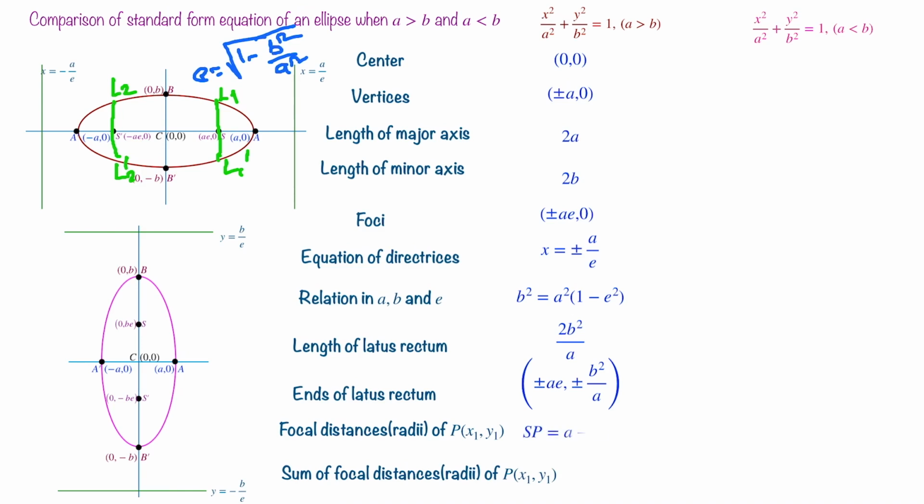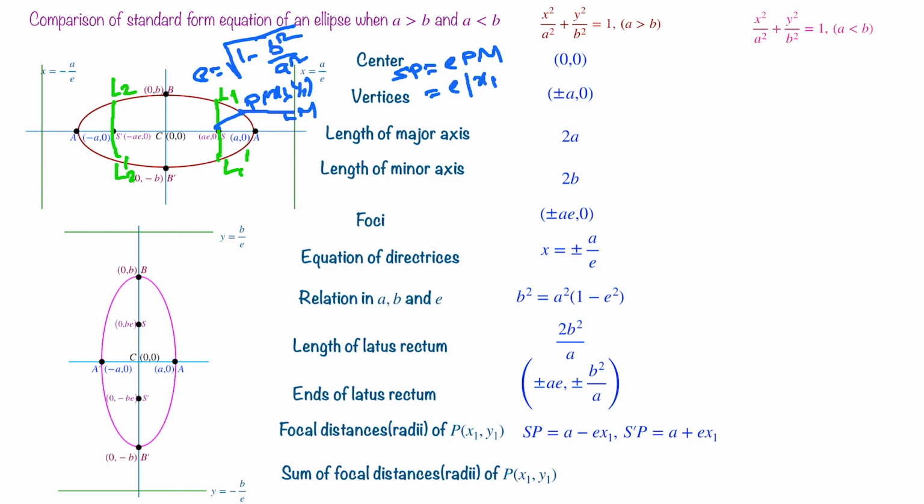Here, the focal distances of the point x1, y1 — there are two foci, right? So for each point x1, y1 on the ellipse, you can talk about SP and S dash P. SP is one focal distance, S dash P is the other focal distance. If you take any point P, x1, y1 on the ellipse, this SP is one focal distance. And that should be the same as, if you take the length of the perpendicular to this directrix, let's say it meets at M, SP should be e times PM by definition. PM is the length of the perpendicular from point x1, y1 to this directrix. So it should be e times PM, and what is PM?